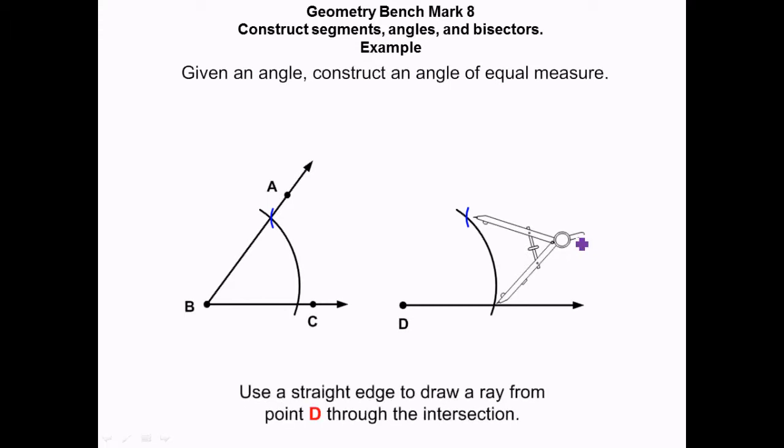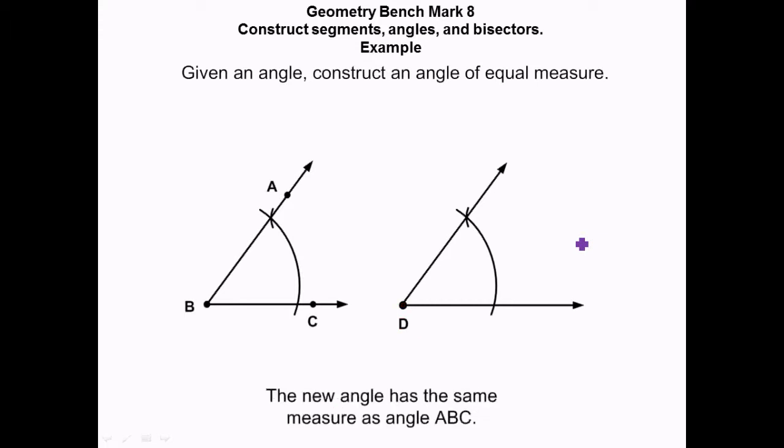And then I draw a line through where that X happens. And this is the way I can guarantee that this angle and that angle have the exact same measurement. So let me show you that on paper. Oops, hold on one second.